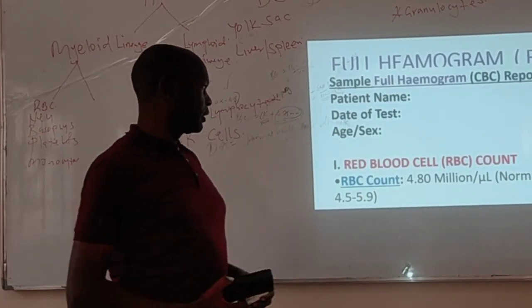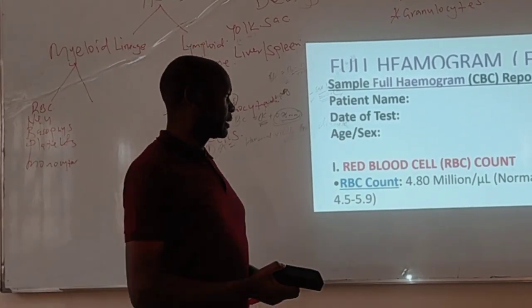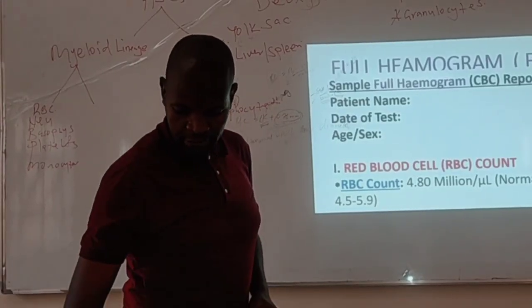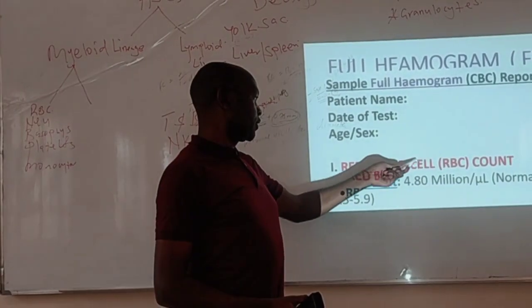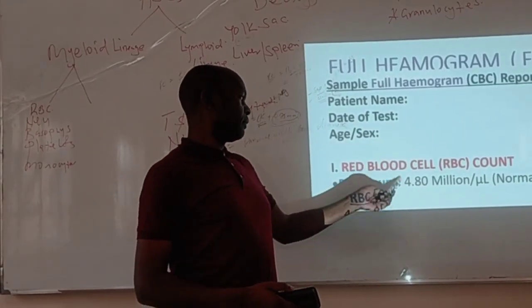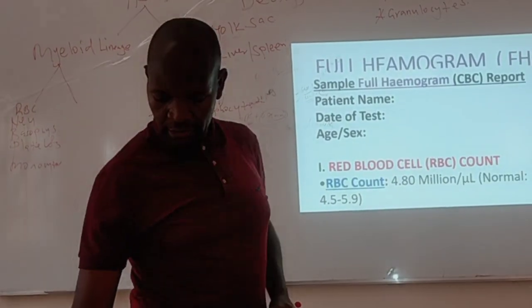Remember, the red blood cells contain hemoglobin. That is the protein on which gaseous molecules bind. That is oxygen before it's transported in the circulation. So whenever you have a deranged value of the red blood cells, for example, if you have a number that is low here, then we are talking of anemia.